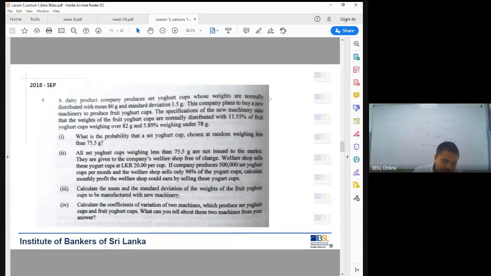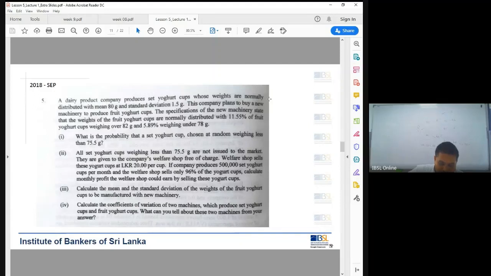Look at the questions that they're asking. What is the probability that a set yogurt cup chosen at random weighs less than 75 grams? The second question seems to be asking for a monthly profit for a particular shop that could be earned by selling some yogurt cups. So it seems to be again set yogurt cups. The third question is asking, calculate the mean and the standard deviation of the weights of the fruit yogurt cups to be manufactured with the new machinery. There only the new machine comes into play.